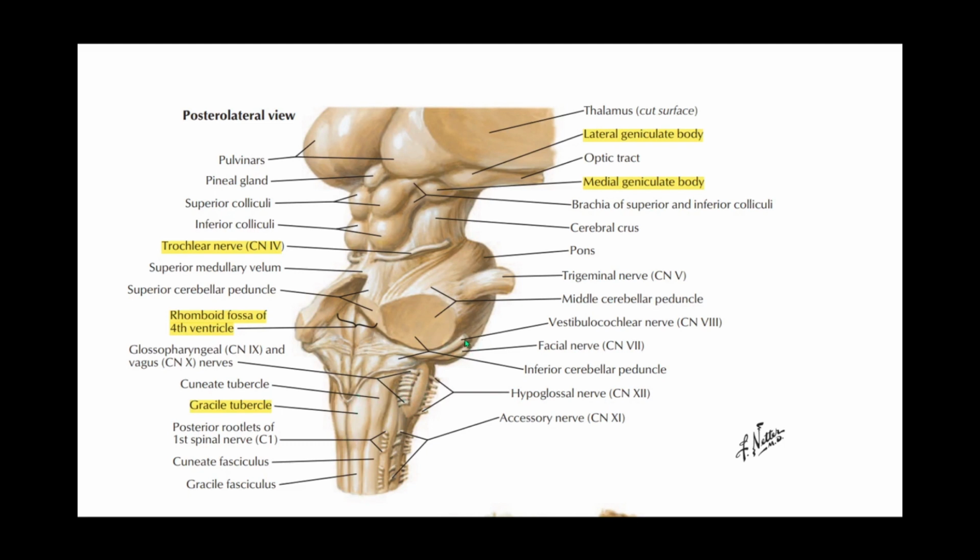You can see the vestibulocochlear nerve, the facial nerve. So this is the olive. This oval structure is called an olive. And then anterior to the olive, you can see the hypoglossal nerve emerging. And then posteriorly, you have the vagus nerve and the glossopharyngeal nerve. You can see the accessory nerve, which is the 11th cranial nerve. You see the roots of the accessory nerve.